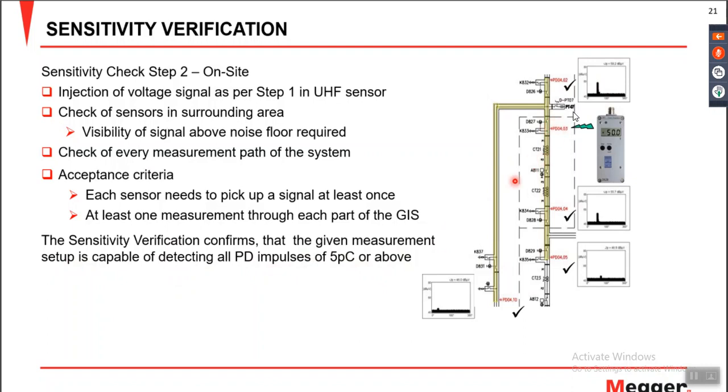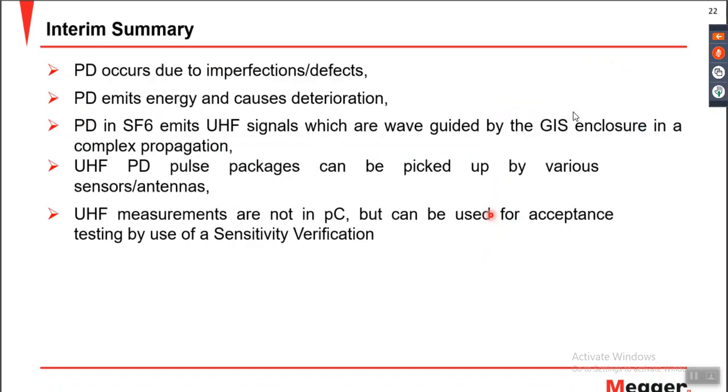So once your sensitivity verification is completed, you can identify the adequacy of the number of UHF sensors and the sensitive measurement of 5 pC or above. So by means of a sensitivity verification, you are confirming that your complete measurement setup, or the number of UHF sensors placed in the GIS, is adequate to measure partial discharges of 5 pC or above.